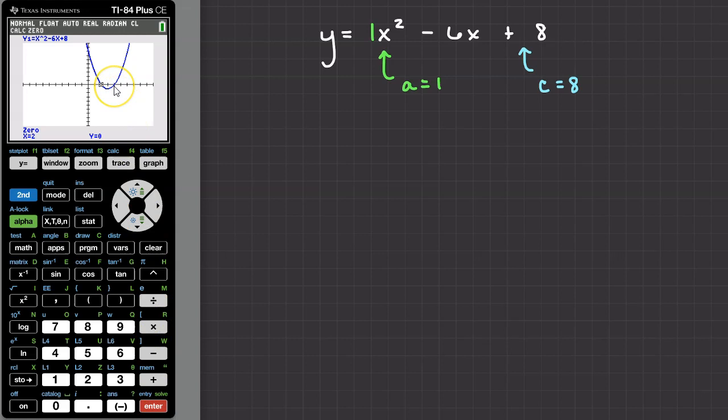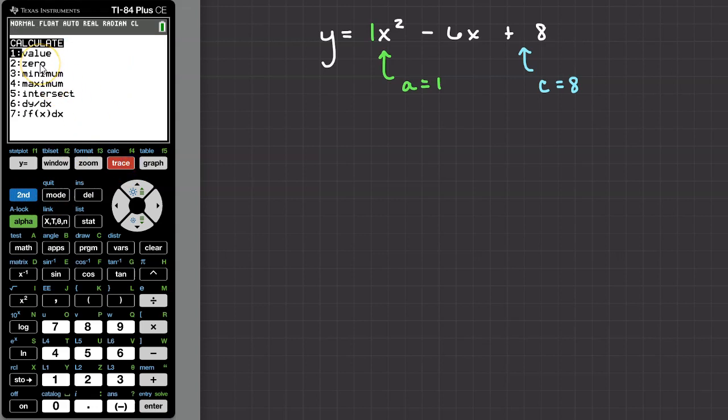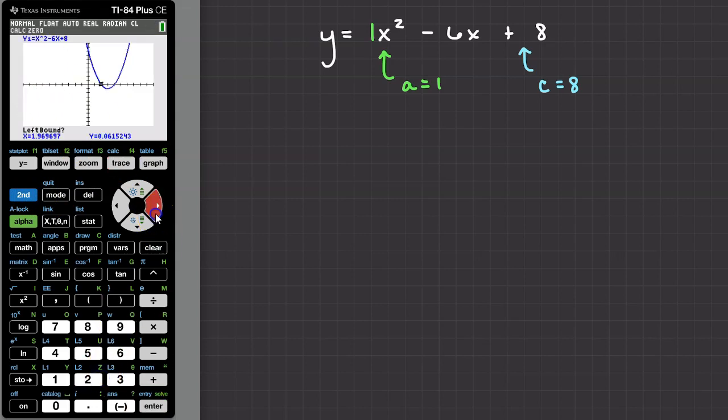Of course, there is another x-intercept. To find it, you'll follow the exact same steps. Hit second, trace, then select option 2, zero. This time, our left boundary is going to be below or to the left of this other x-intercept, the one located at x equals 4. Hit enter, then select the value to the right or above that x-intercept located at x equals 4. Hit enter, and once again, make a guess as near as possible to that intercept and hit enter. The calculator will find the other x-intercept at x equals 4, y equals 0.